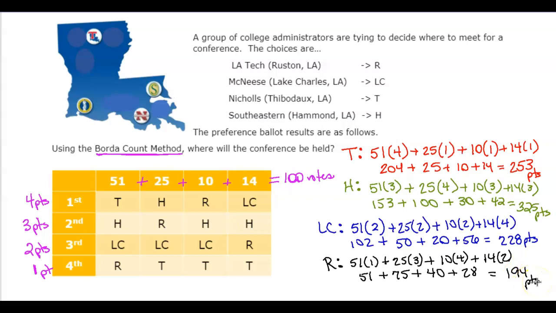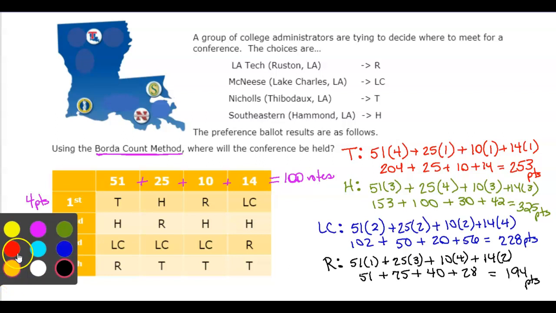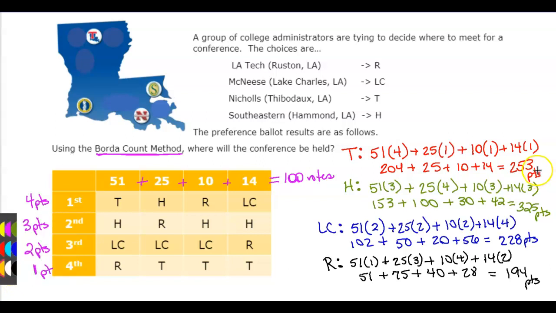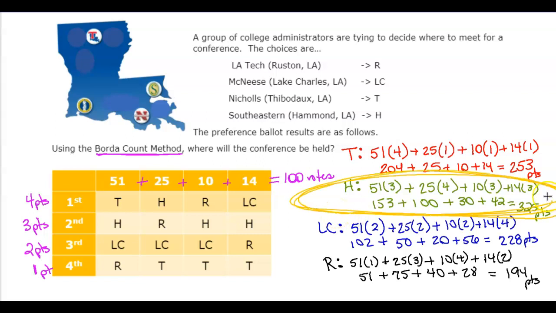So now all we have to do with the Borda count method is compare the point values. We had Thibodeaux with 253 points, Hammond with 325 points, Lake Charles with 228 points, and Ruston with 194. It doesn't look like very many people want to travel to North Louisiana. So here, our highest point value winner, using the Borda count method, it looks like the conference is going to be held in Hammond at Southeastern.